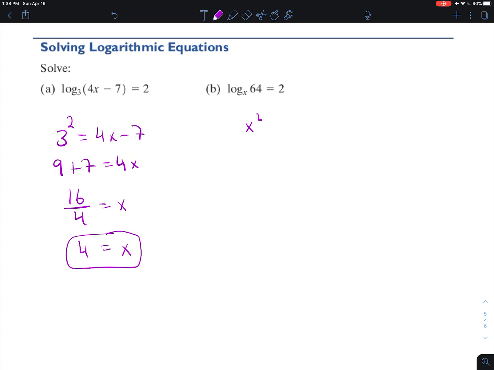Over here, x squared equals 64. We could take the square root of both sides, and we get plus or minus 8. But as the log base, 8 and negative 8 to what power? I think we're just going to have the positive one there. I don't think we want a negative log base.